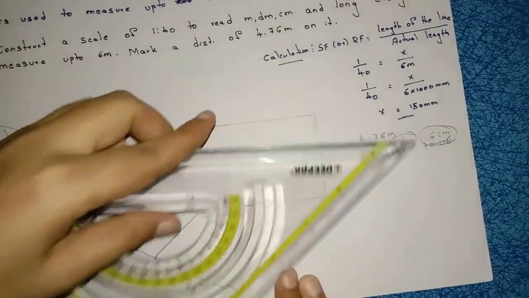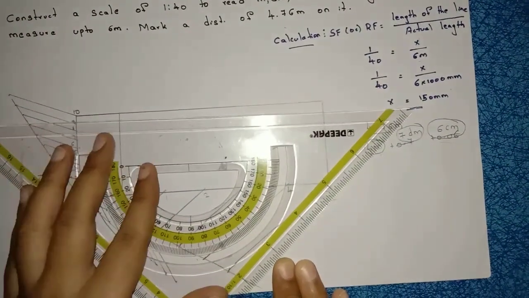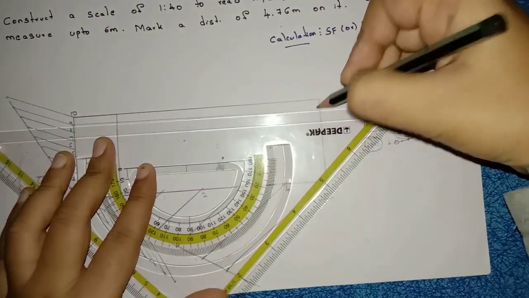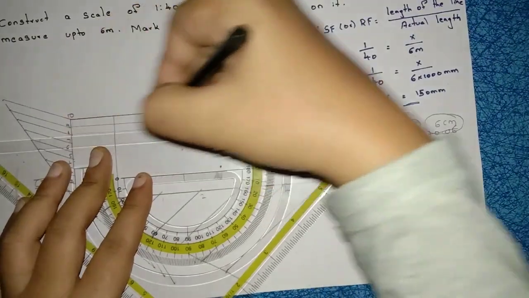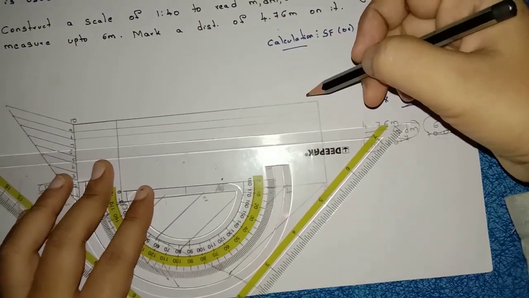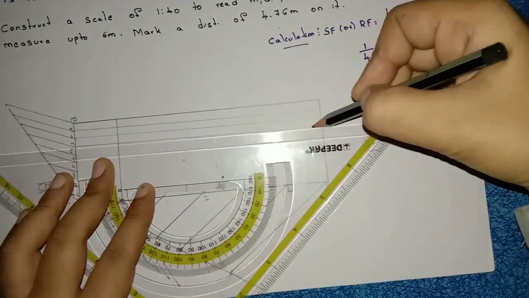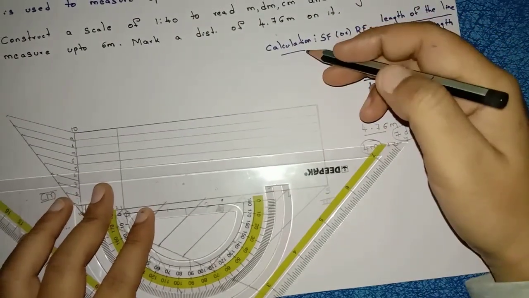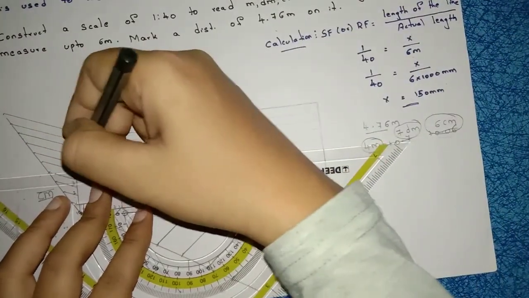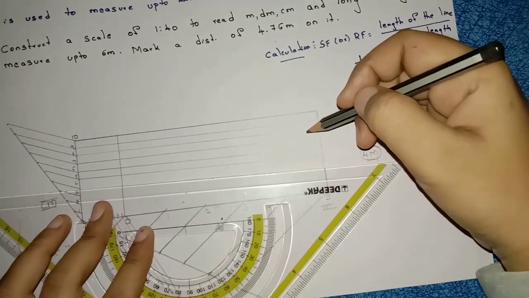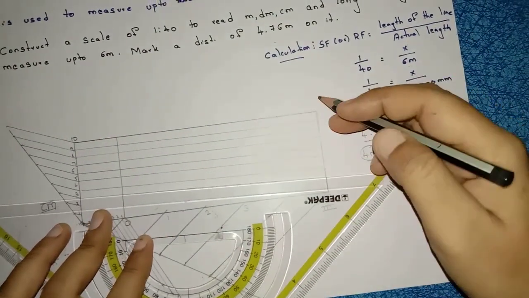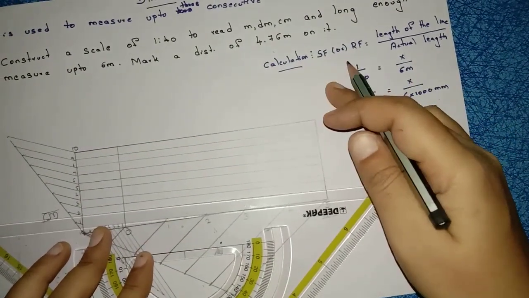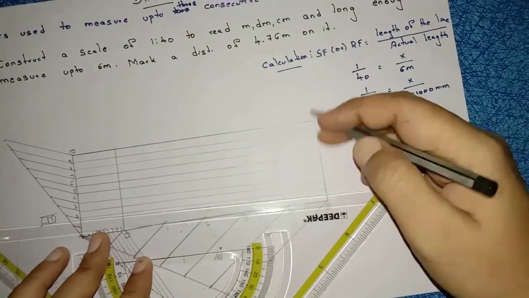Now you see what I will do. From 9th point, I will draw the horizontal line. From 8, I will draw the horizontal line. Right, this all should be in straight manner, perpendicular. Right, from 6 again I will draw the horizontal line. Similarly 5, 4, 3, 2 and 1.